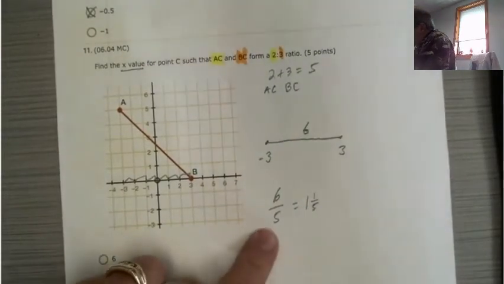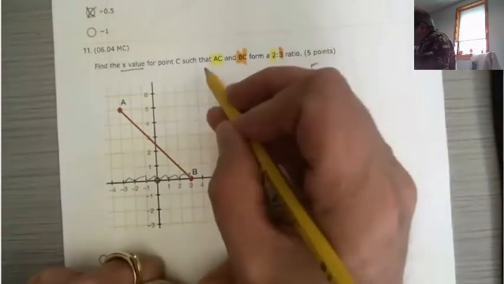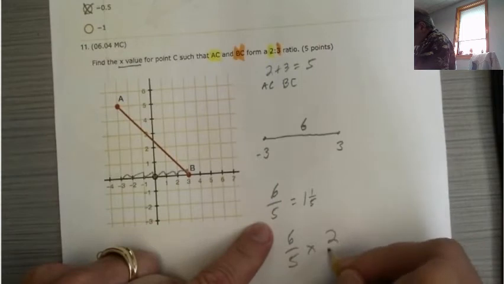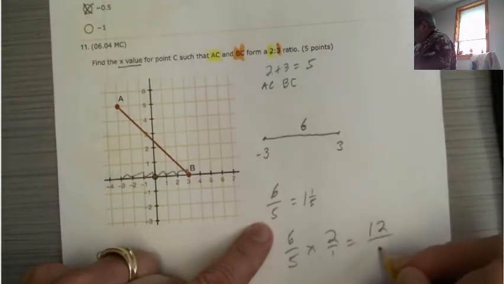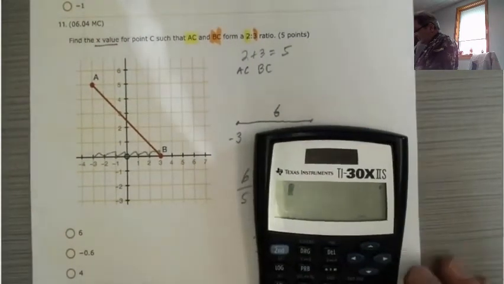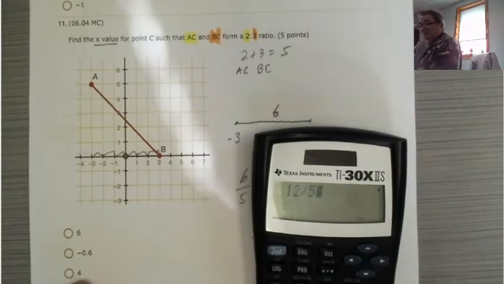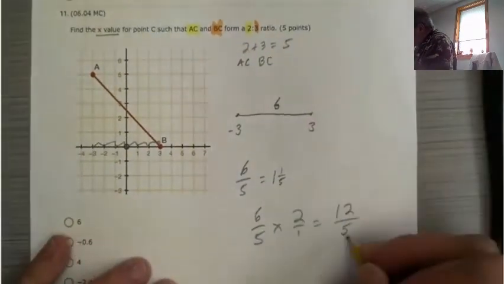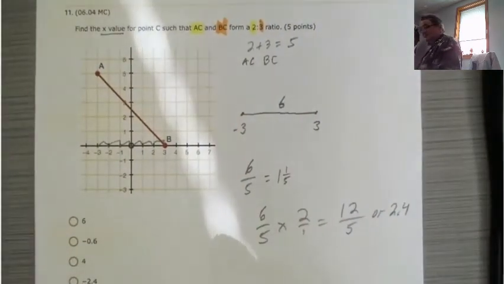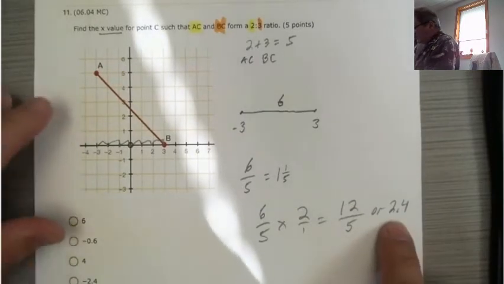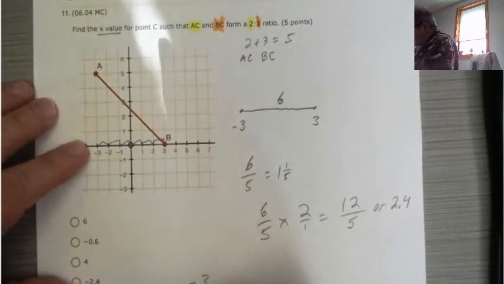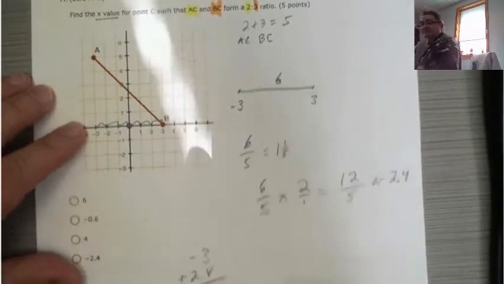6/5, and we need 2 of them to go from the A. So 6/5 times 2 over 1, 12/5. If you're wondering how to put that in a decimal, just take 12 divided by 5, 2.4, right? 2.4, because they have it in the decimal over here. So we need 2.4. So we start at -3 and we go 2.4. So -3 plus 2.4.